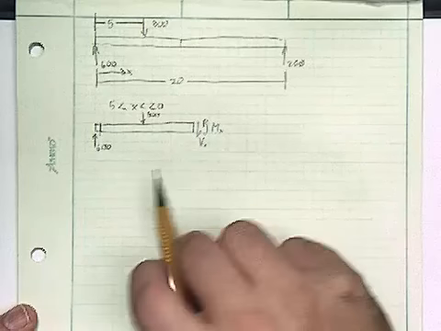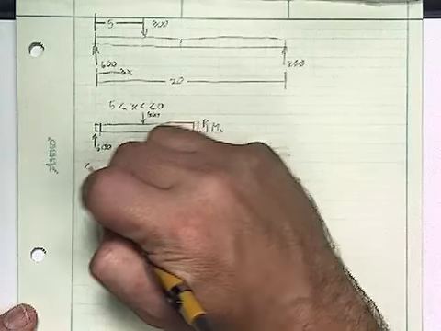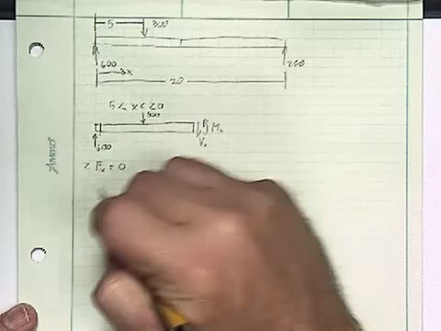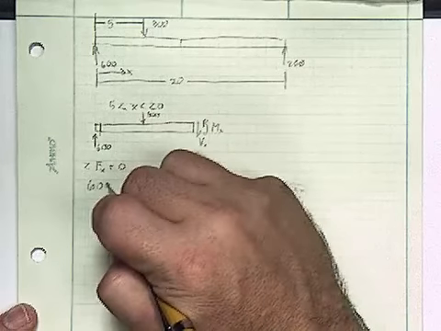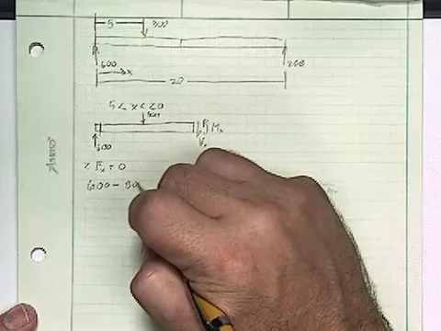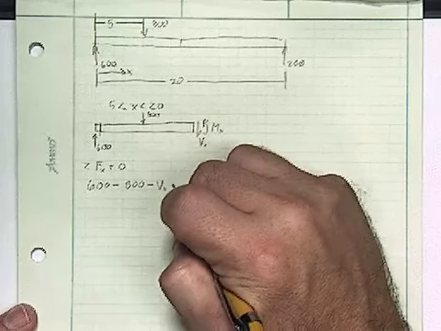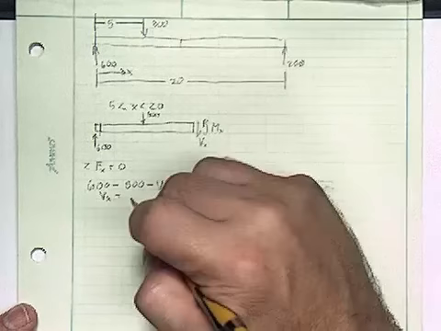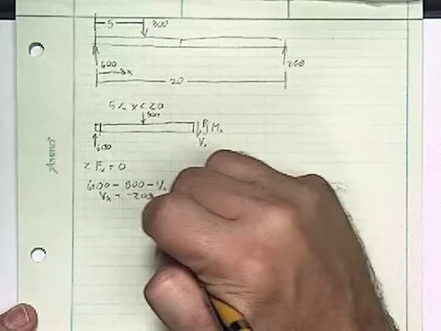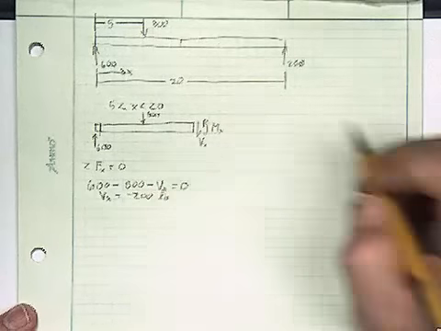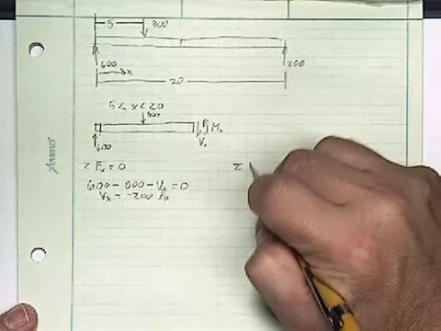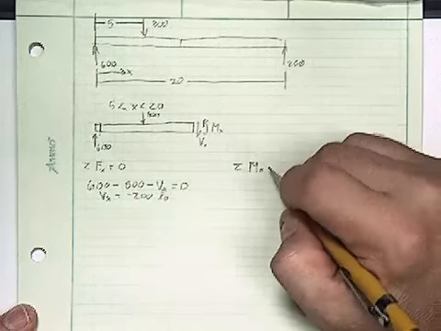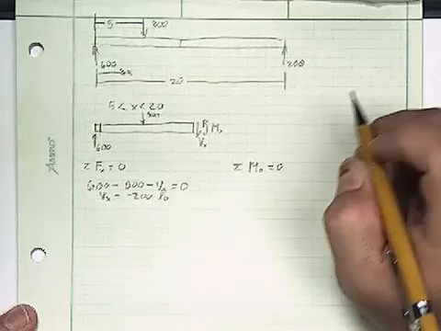Okay. First thing, let's sum forces in the y direction about x and set it equal to 0. I have positive 600 minus 800 minus Vx is equal to 0. So Vx is, again, it's going to be a constant, and now it's going to be minus 200 pounds. Okay, summing forces, summing moments, and again, I'll do it about 0 just for convention's sake, equal to 0.